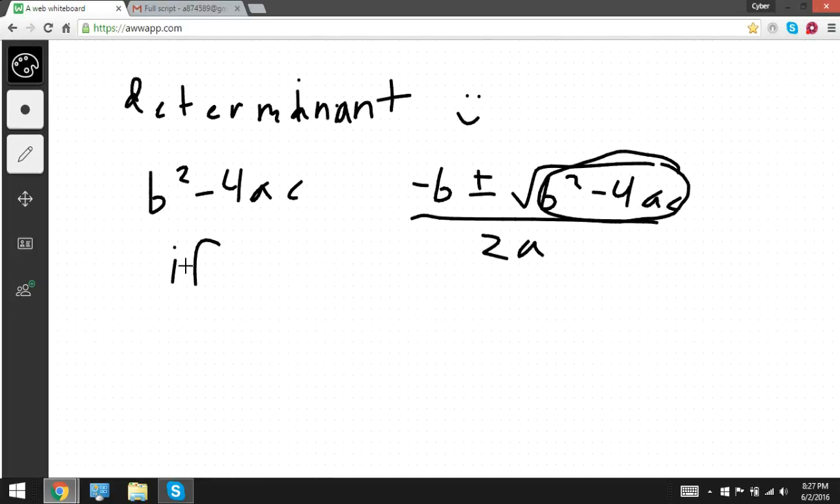This is important because it lets you know how many solutions there are. So if the determinant is equal to a positive number, then there are two solutions.